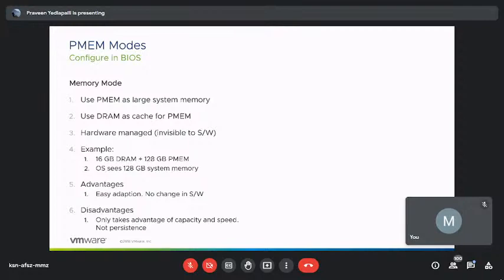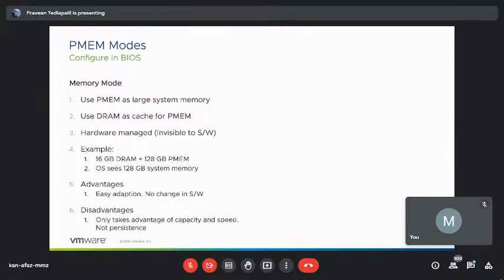Let me tell you with an example that will make it clear. Let's say a system has 16 GB DRAM and 128 GB PMEM. Both of these DIMMs are inserted in the motherboard. If you configure memory mode, the OS, either Windows or Linux, sees 128 GB as the system memory. Full PMEM is system memory. The 16 GB DRAM is used as cache for this 128 GB PMEM. The hardware manages this cache, so it will move the data between DRAM and PMEM. It identifies what is important and puts it into DRAM, and the remaining will be in PMEM.